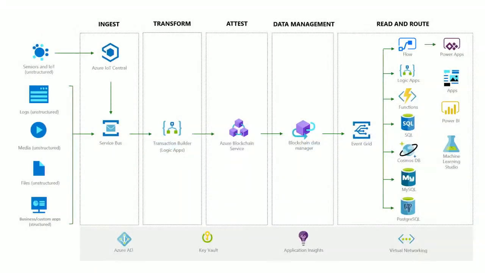So here's a solution architecture. You can use Azure Blockchain Service, a blockchain data manager, and you can build a transaction manager using Logic Apps, using Service Bus to ingest data in from IoT, other apps, et cetera, expand it out to Event Grid, and then connect into Flow, Power Apps, et cetera. Did you catch all that?